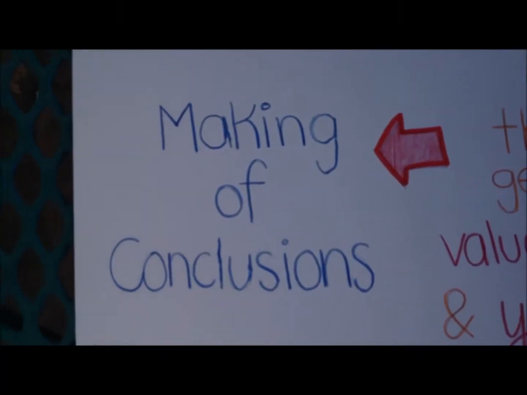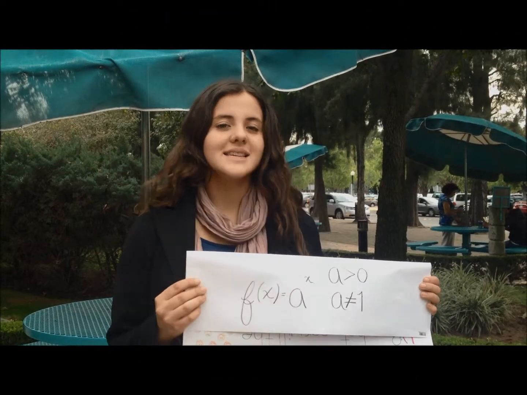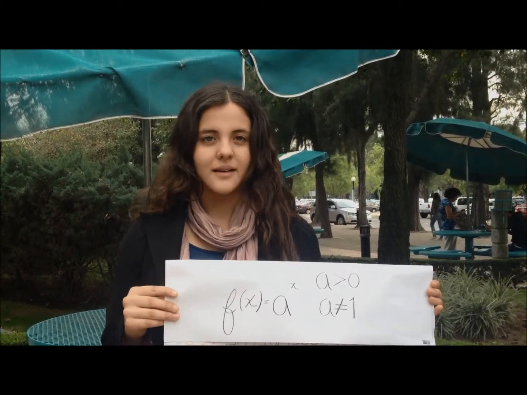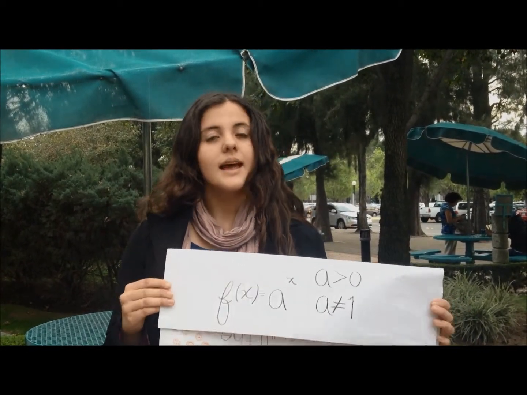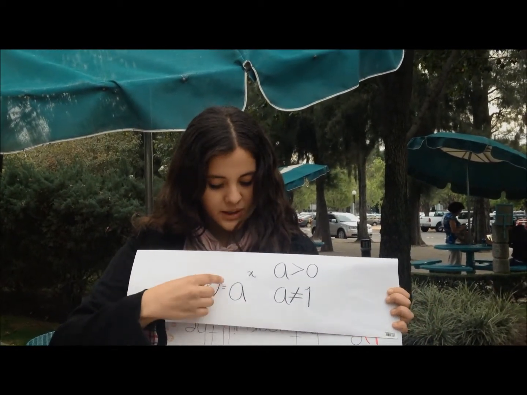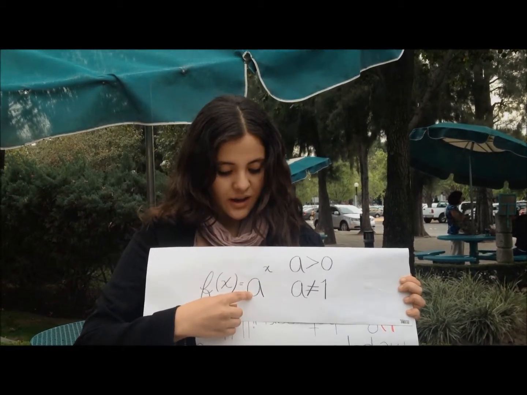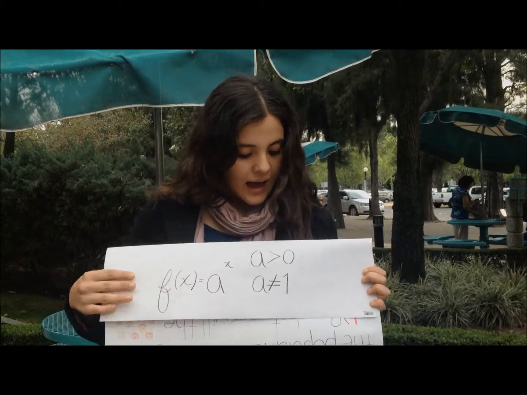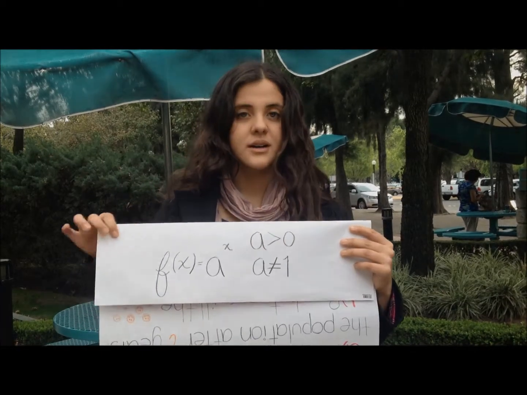Our final step is to make our conclusion. Biologists say that population can be represented using the exponential function formula. But what is the exponential formula? The exponential function says that f of x is going to be equal to a, that is going to be our base, and we are going to elevate a to x. And a has to be a value that is greater than 0 and different from 1.